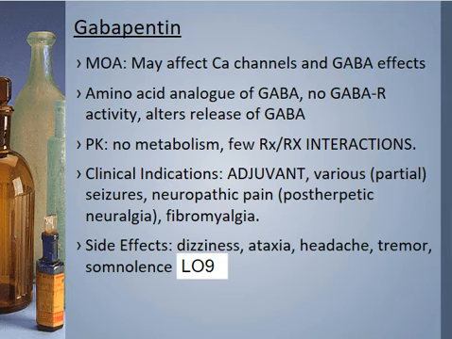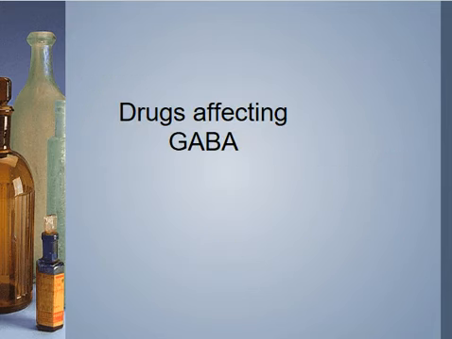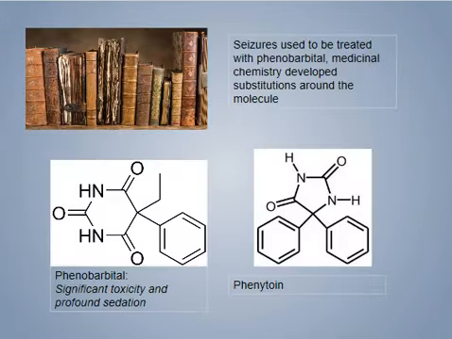You can see gabapentin's been used as an adjuvant for various types of seizures, also to control neuropathic pain, as well as fibromyalgia. Side effects can include ataxia, headache, tremor, and somnolence. So that was a nice segue into drugs that affect GABA.